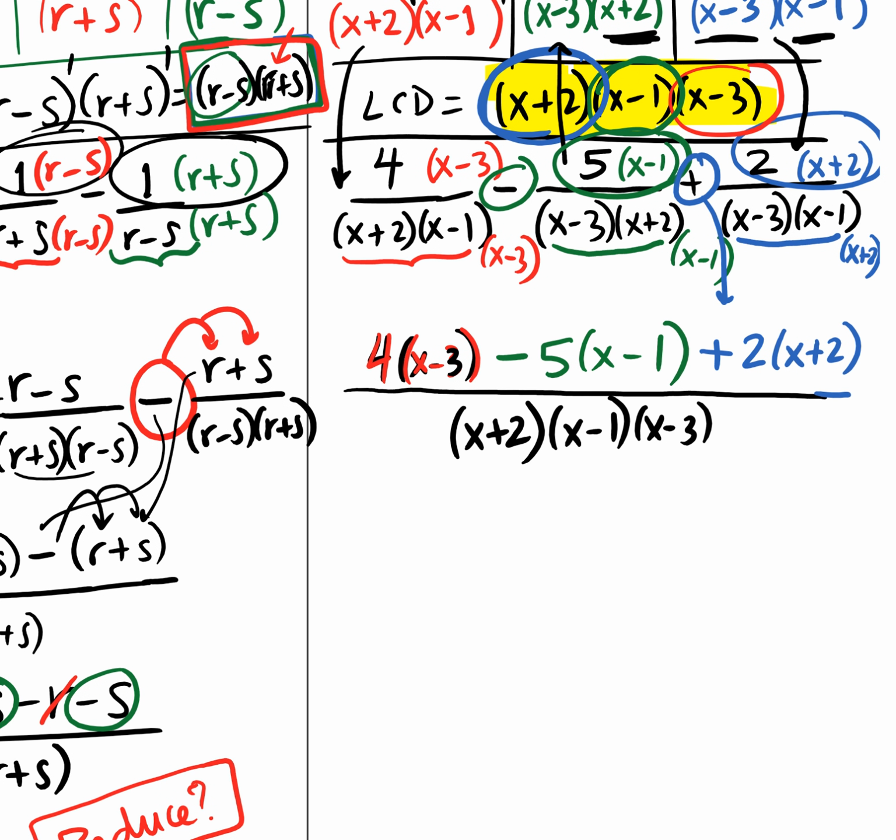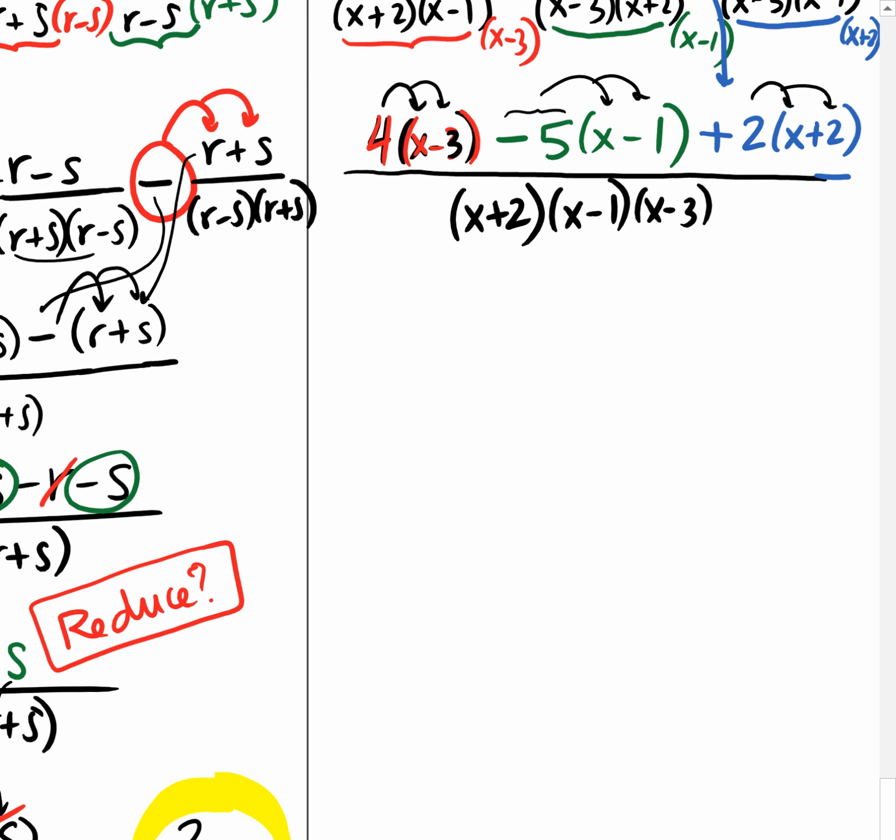And now we're able to distribute. I'm going to distribute this 4 in here, distribute this negative 5 in here, and distribute this 2 in here, being really careful. Because if you got this far without any mistakes, the hard part, then you don't want to make any mistakes from here, because this is the smooth sailing part.